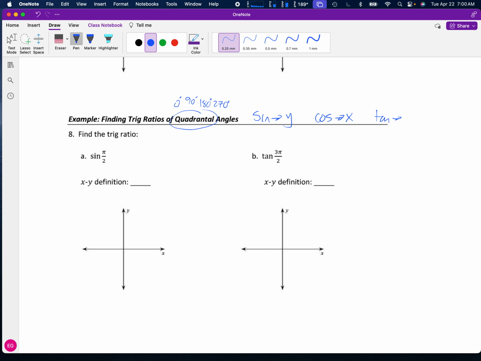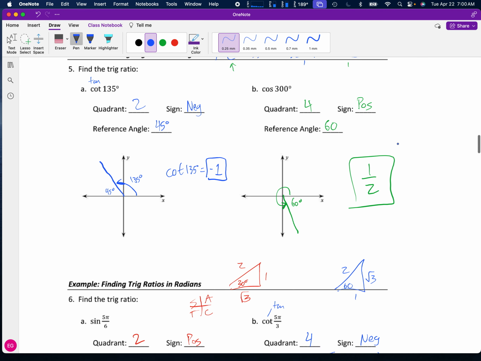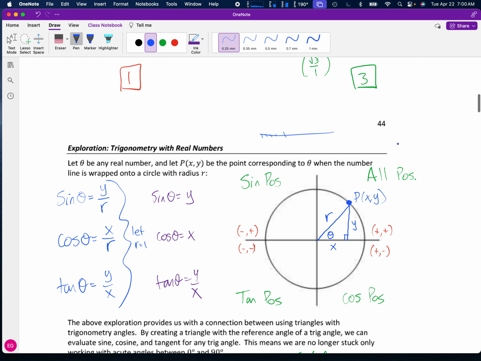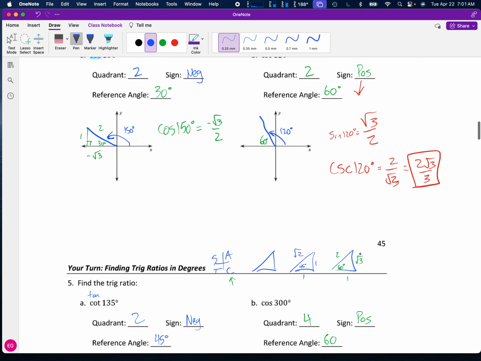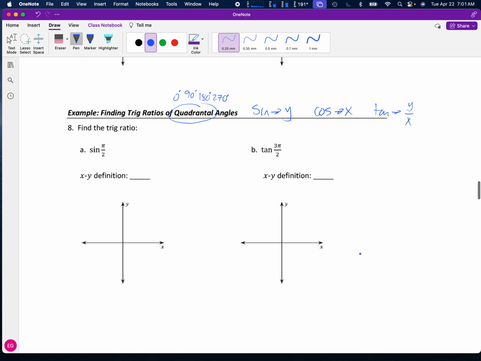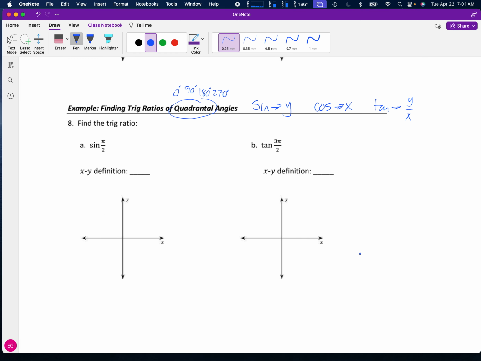And I know tangent, which is sine over cosine, is really y over x. And that's just talking about the thing that we did way up here in the beginning, right? We have here in the purple, sine is y, cosine is x, and tangent is y over x. So if we keep that in mind, we're going to be able to figure this out.